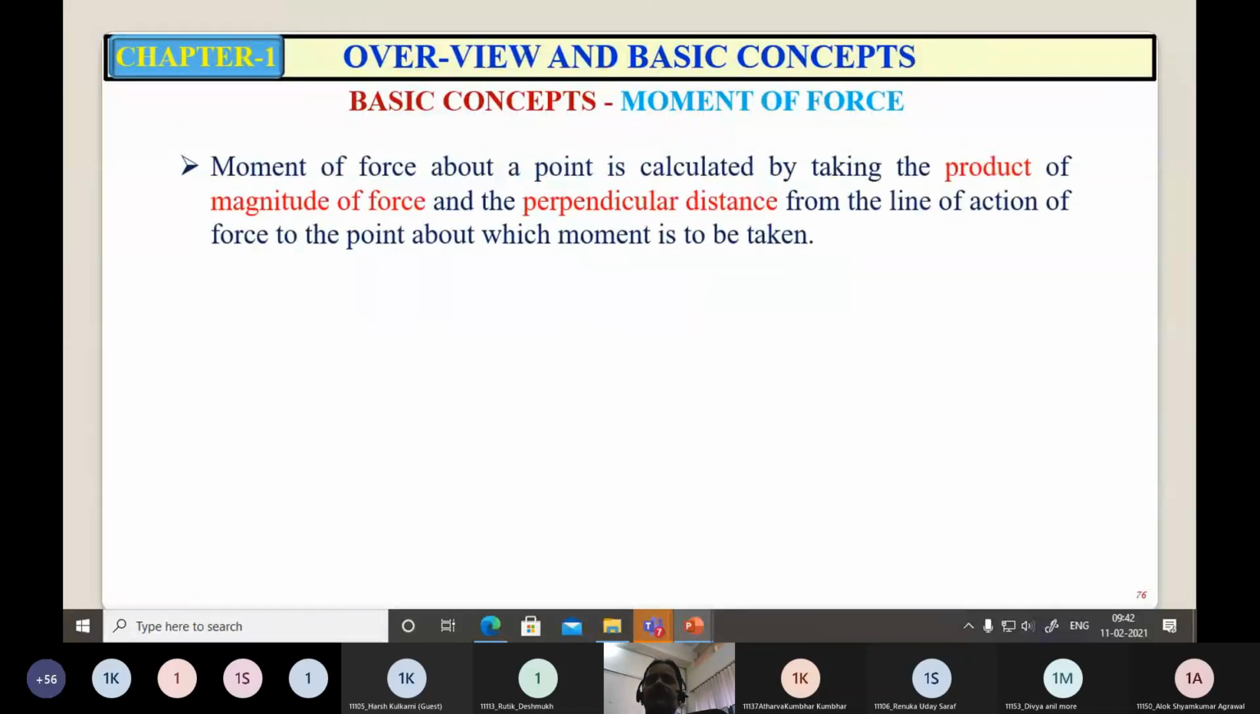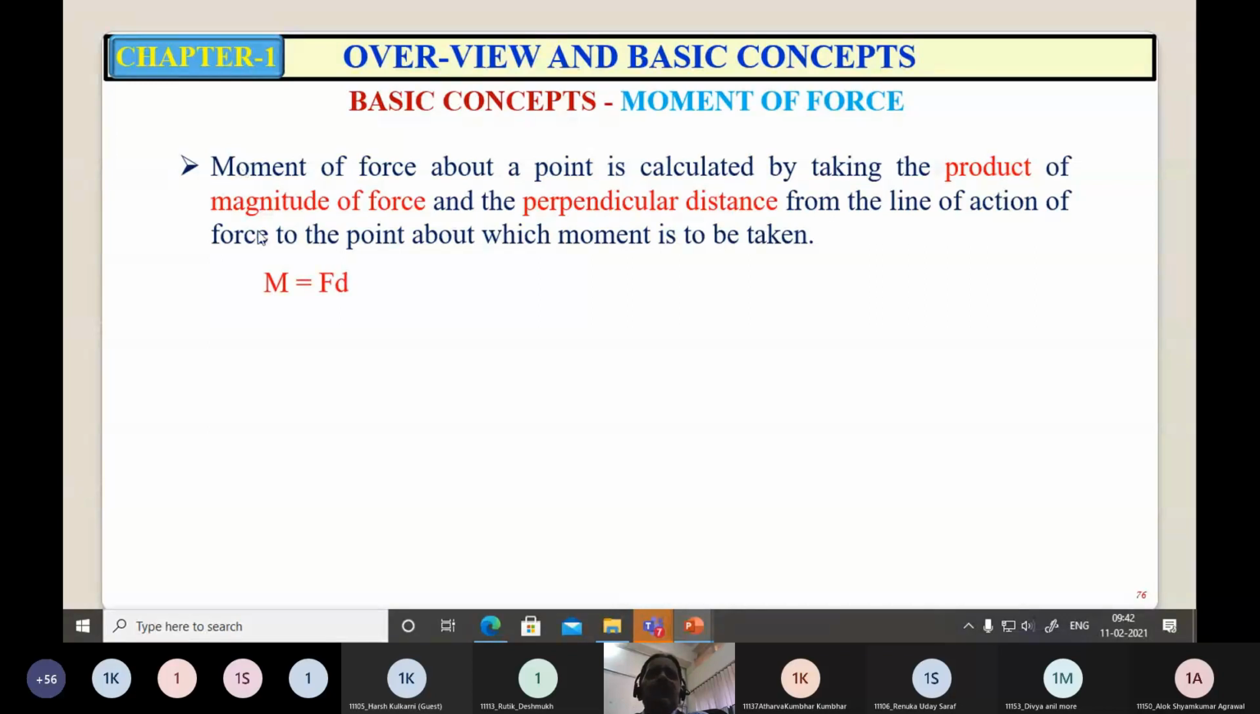Now, we'll see some important points related to the moment of force. Moment of force about a point is calculated by taking the product of magnitude of force and the perpendicular distance from the line of action of the force to the point about which the moment is to be taken. We'll take one example to understand it better.